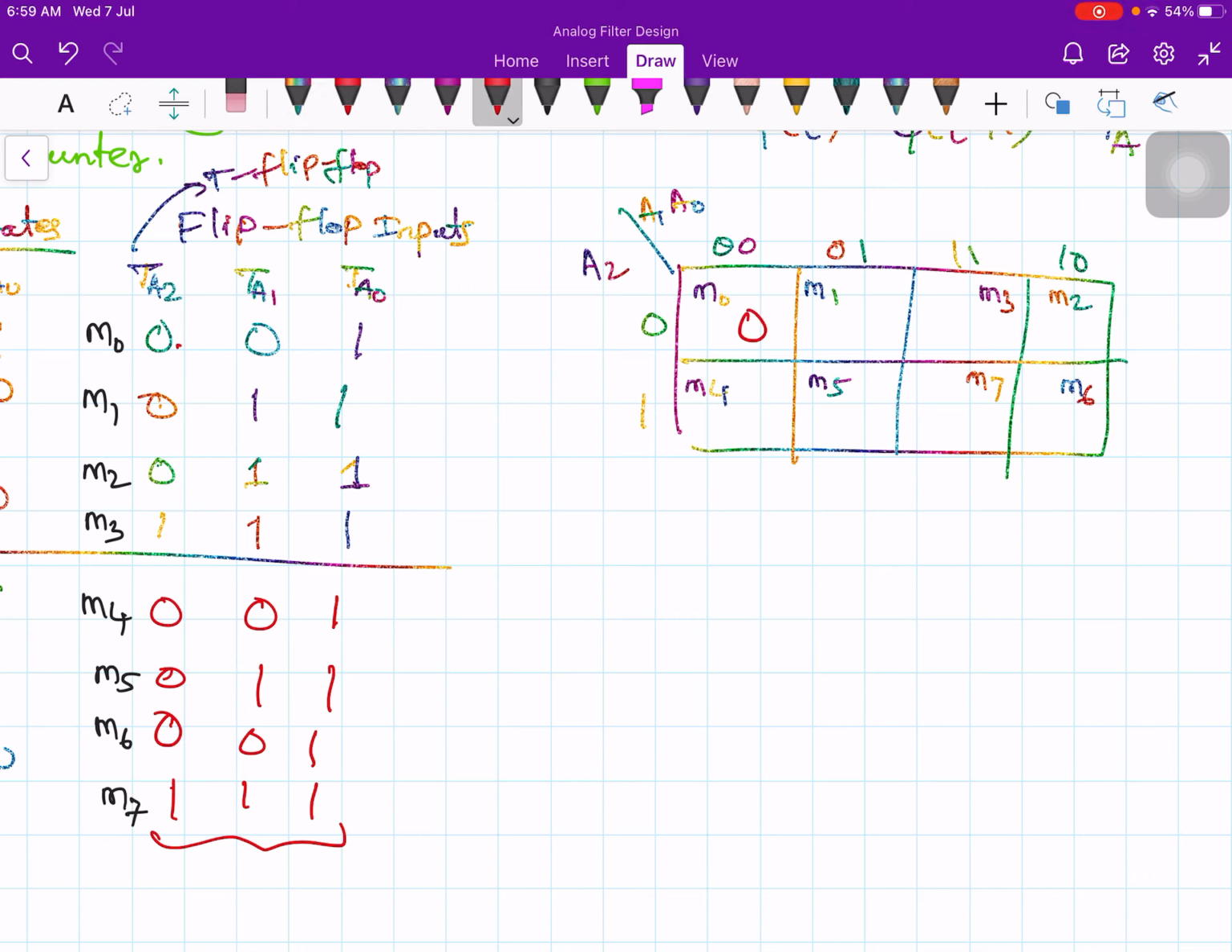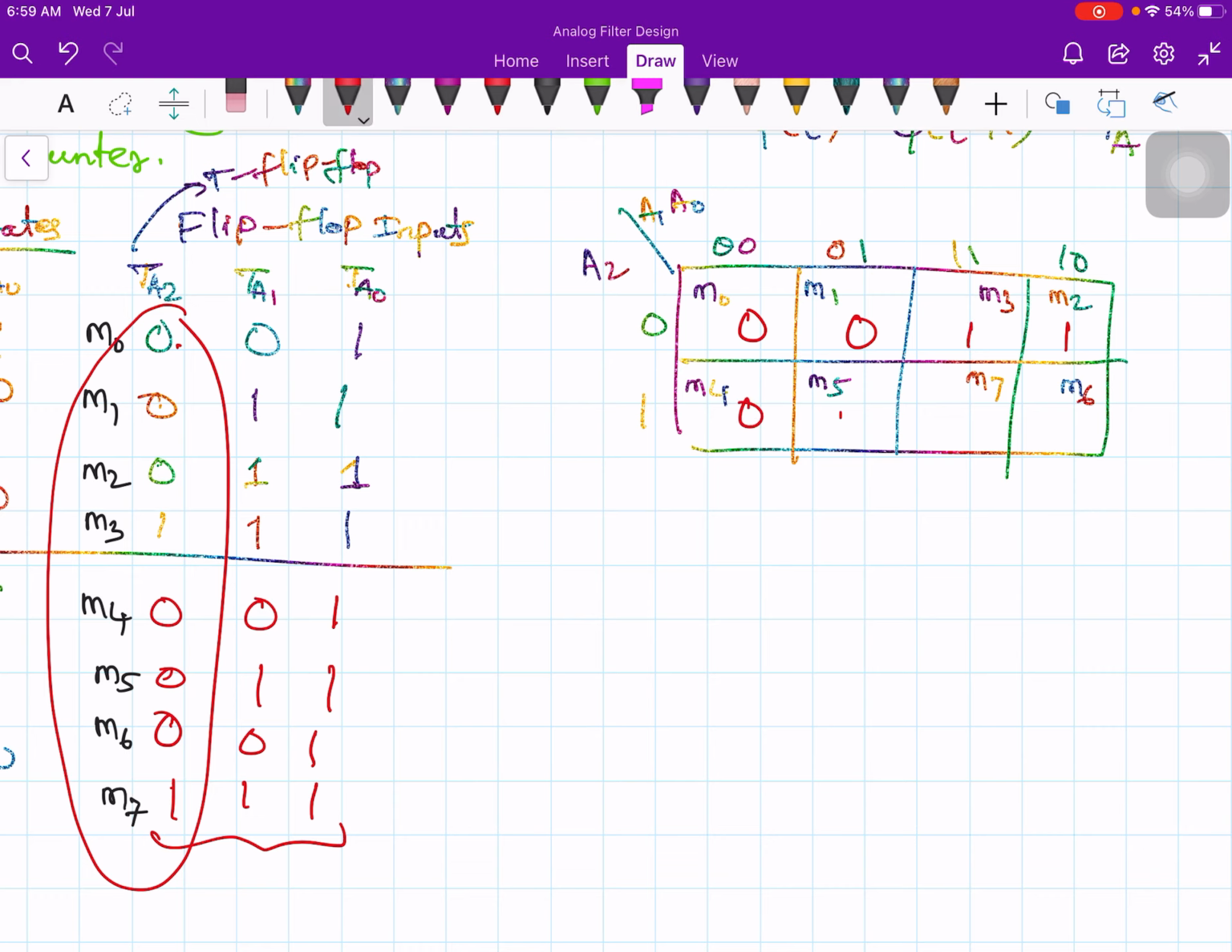M0 is 0. M1 is 0. I'm taking this column. M2 is 0. M3 is 0. Sorry, M2 is 0. Okay, M3 is 1. M4 is 0. M5 is 0. M6 is 0. M7 is 1. Good. So now you can simplify this and then you get an expression.